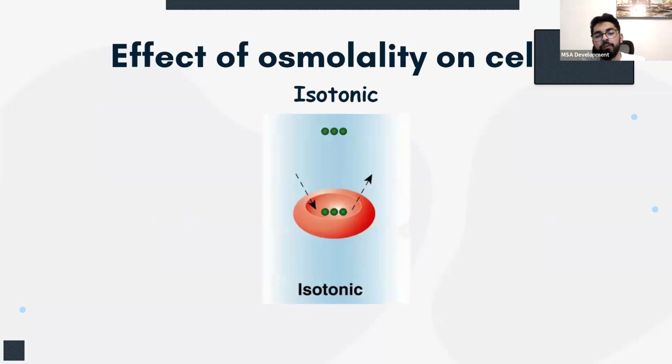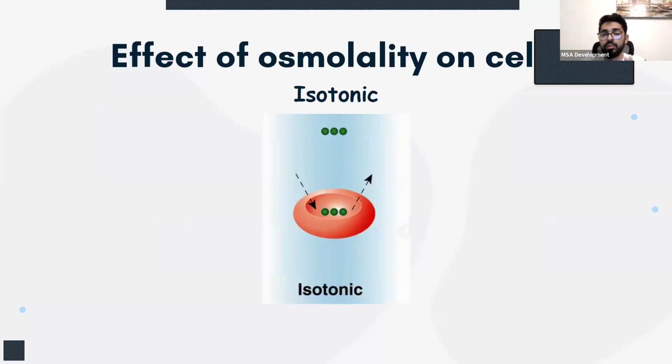Let's say we have an isotonic solution. Here, let's imagine this is salt, NaCl, and we have a similar concentration inside and outside. NaCl cannot cross the membrane anyway, okay? So if you have a similar amount inside and outside, there is going to be no water movement between the two sides. There is no need for that.